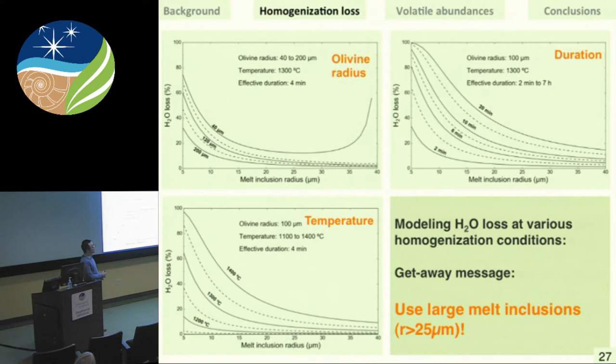So with the model and the fitted hydrogen diffusivity based on our experiments, we can model the homogenization processes by varying the olivine radius, the homogenization temperature, and the homogenization duration. From the figures, we can see that for small melting solutions, there could be extensive water loss at most of the homogenization conditions. But for larger melting solutions, for example, a melting solution with a radius of 25 micrometers or larger, there's usually only less than 20% of loss, no matter what kind of homogenization conditions we are using.